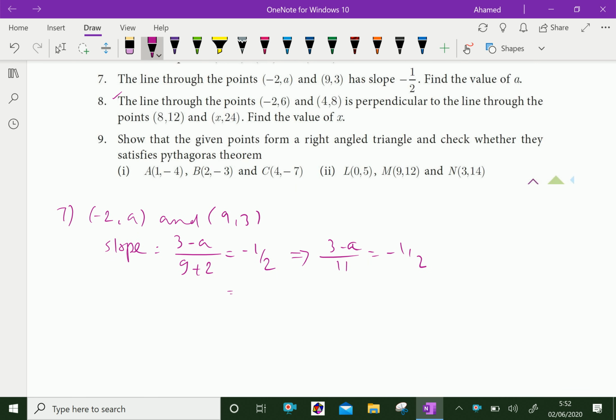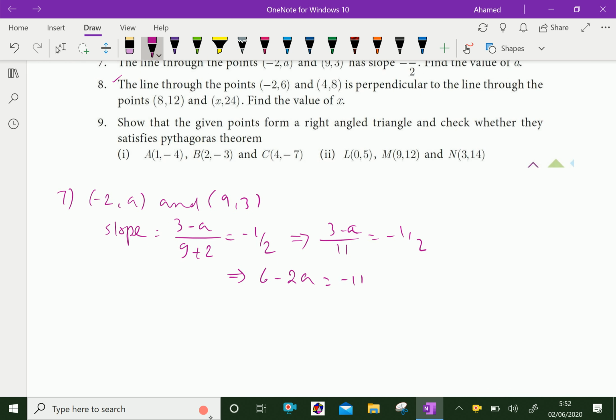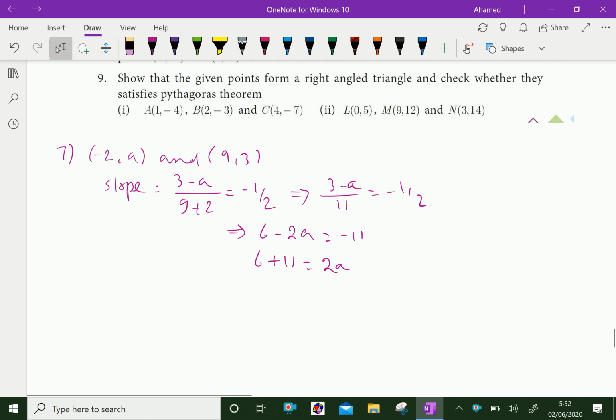Now by cross multiplying, 2 into 3 is 6, 2 into a is 2a, so 6 minus 2a equals minus 11. Then 6 plus 11 equals 2a, which gives a equals 17 over 2.